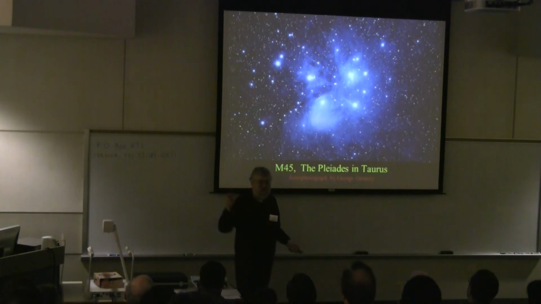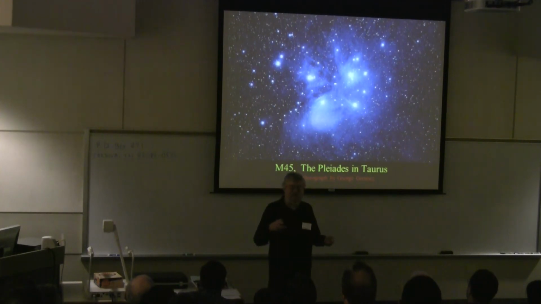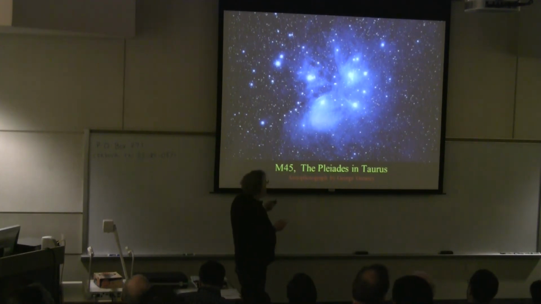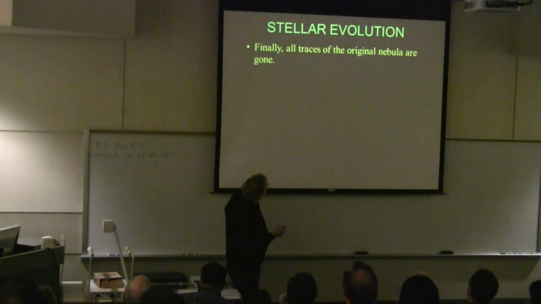It's almost overhead these evenings. Some people think that's the Little Dipper, because it is kind of dipper shaped. Well, if you want to call it the Little Bitty Dipper, I suppose you could, but it's not the Little Dipper. And it's a star cluster and a reflection nebula all in one.